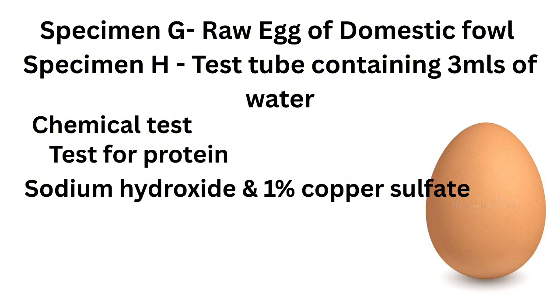You know your table, we have the test, the observation, and inference. The one with water will remain the same, I think a light blue color, while the test tube with albumin will change color to dark blue or violet. That signifies the presence of protein. So that's what this particular specimen is all about.